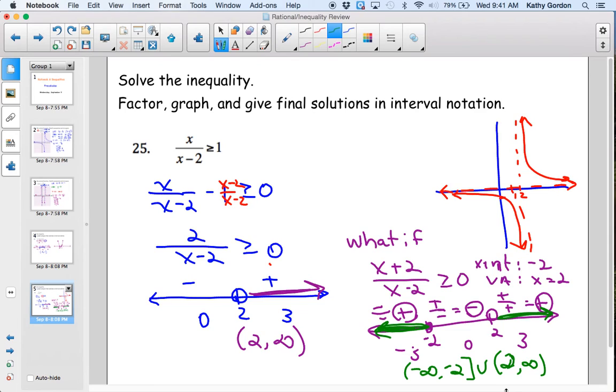So the basic idea is the same with rationals as it was with polynomials. We're still finding where the change is going to happen, and then testing each section to see which section gives me what I want. The difference with rationals is that we have to make sure we understand which of our numbers are coming from zeros, from x-intercepts, and which of our numbers are coming from undefined values or vertical asymptotes, to make sure that we never include those undefined values. And then we use the inequality to decide about the zeros. Okay? Questions?